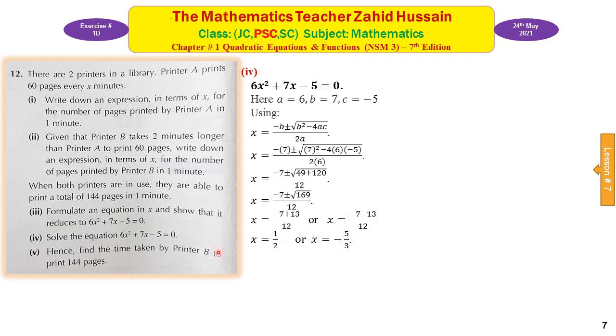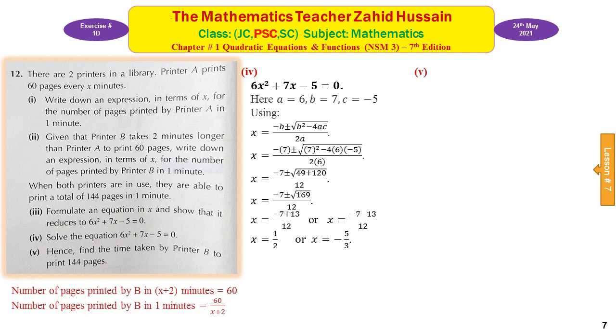So the answer of part 4 are both the values of x. You will not reject this. In the answers page, you will write both these values. But when you will solve part 5, you will only take its positive value because time cannot be negative. In fifth part, you are asked to find the time taken by printer B to print 144 pages.